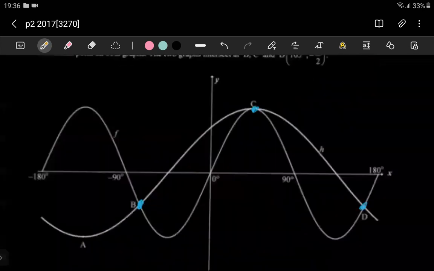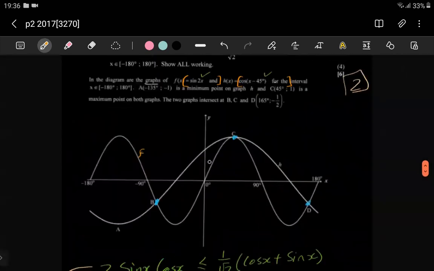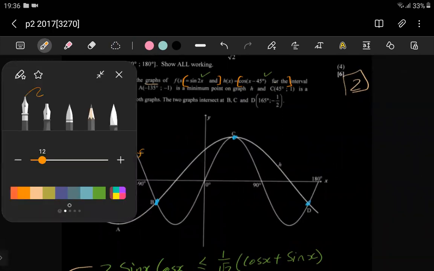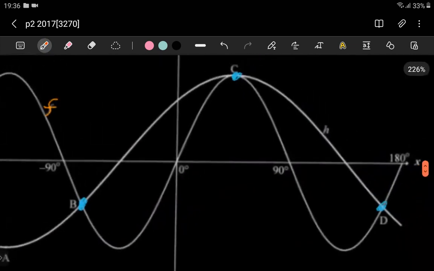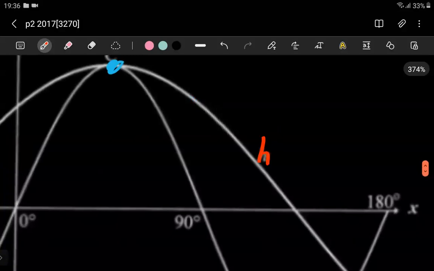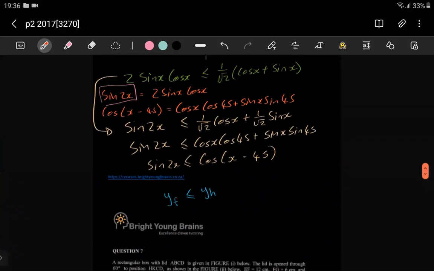So where is f? F is this graph here. It's the sine graph. Let's highlight where h is so we don't get confused. H is this graph here. Perfect. This is f and h. Now we just want cases where the graph of f has lower y values than the graph of h.